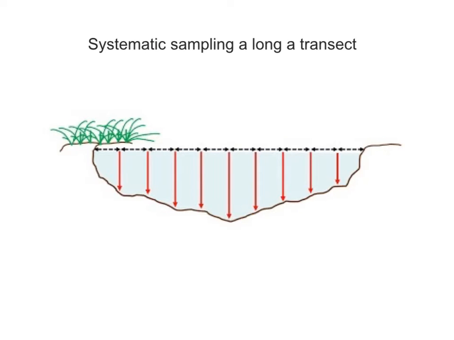In geography, we often use a transect or a line, and we collect data systematically along that line. In this example, here I've drawn a river cross-section, and you can see by the arrows where the data will be collected at regular intervals across the river. Here you might measure the depth, or you might measure the bed load as you put your hand in and collect a sample at the bottom of the riverbed.